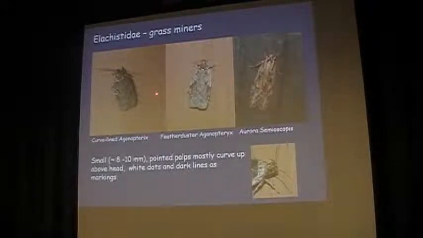They have white dots, see here, there, here, and dark lines as markings. And often they have these little curved markings on the side, right here, there. So those are the grass miners. I said start with the big fancy ones, but these guys show up. You're going to see these. Those are common.